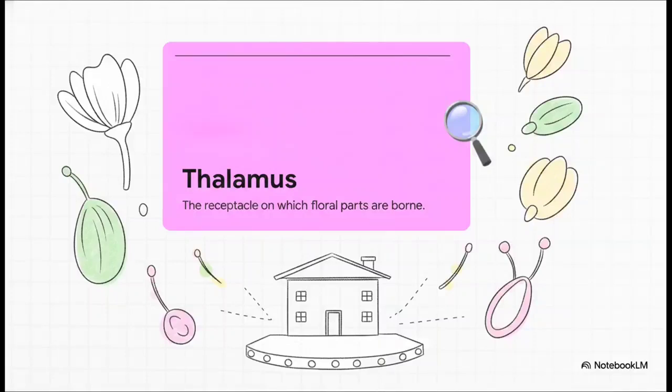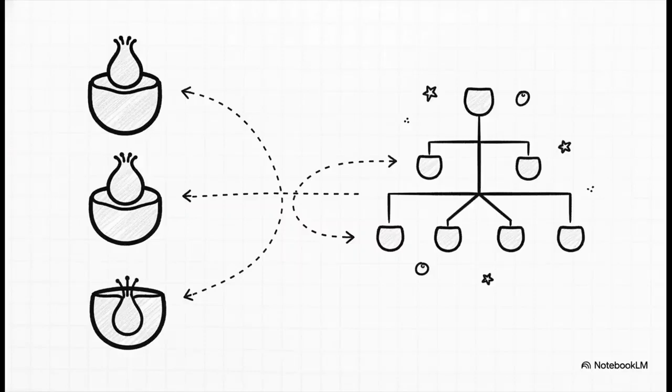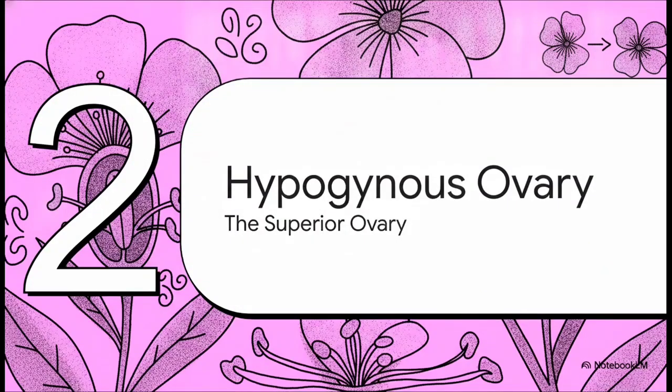And that brings us to the core concept here. It's not just about having an ovary and having a thalamus. It's all about the geometry between them. Scientists actually use this specific spatial relationship, literally exactly where the ovary sits relative to that thalamus receptacle, to neatly organize and classify the vast, incredible diversity of plant life on Earth. It's kind of like a giant puzzle. Moving right along to Section 2.